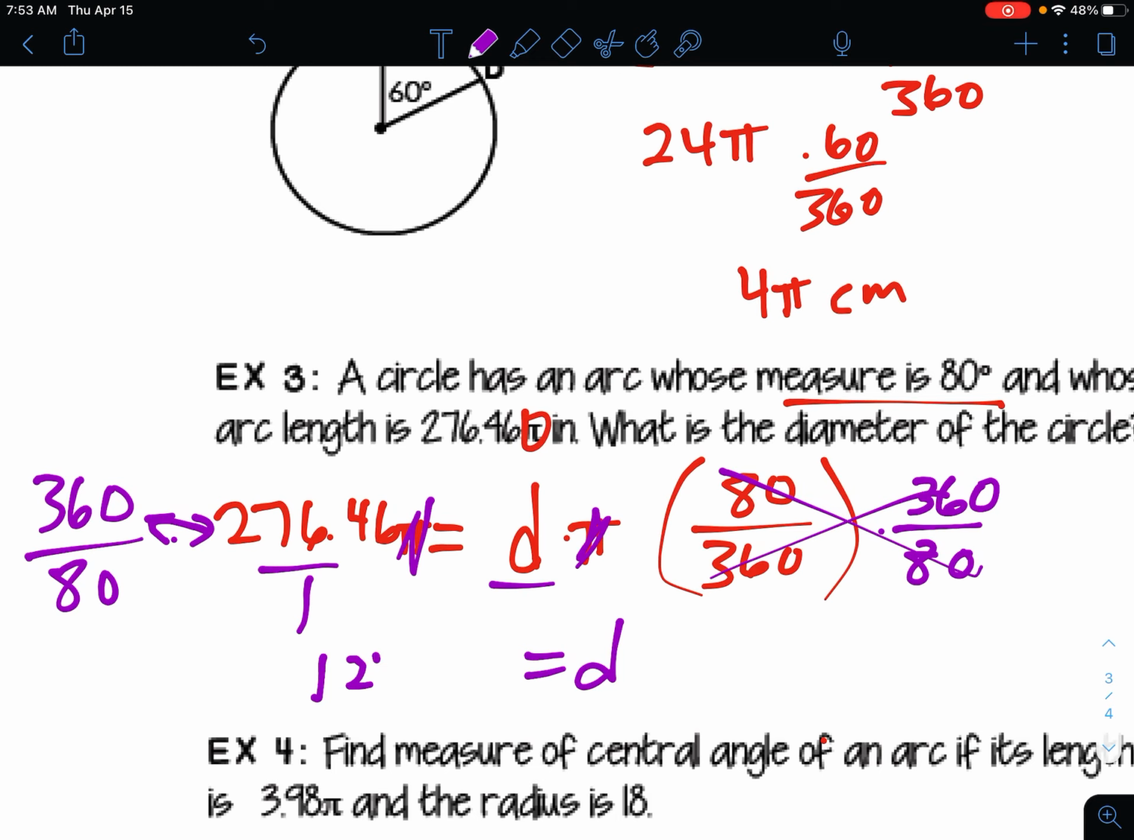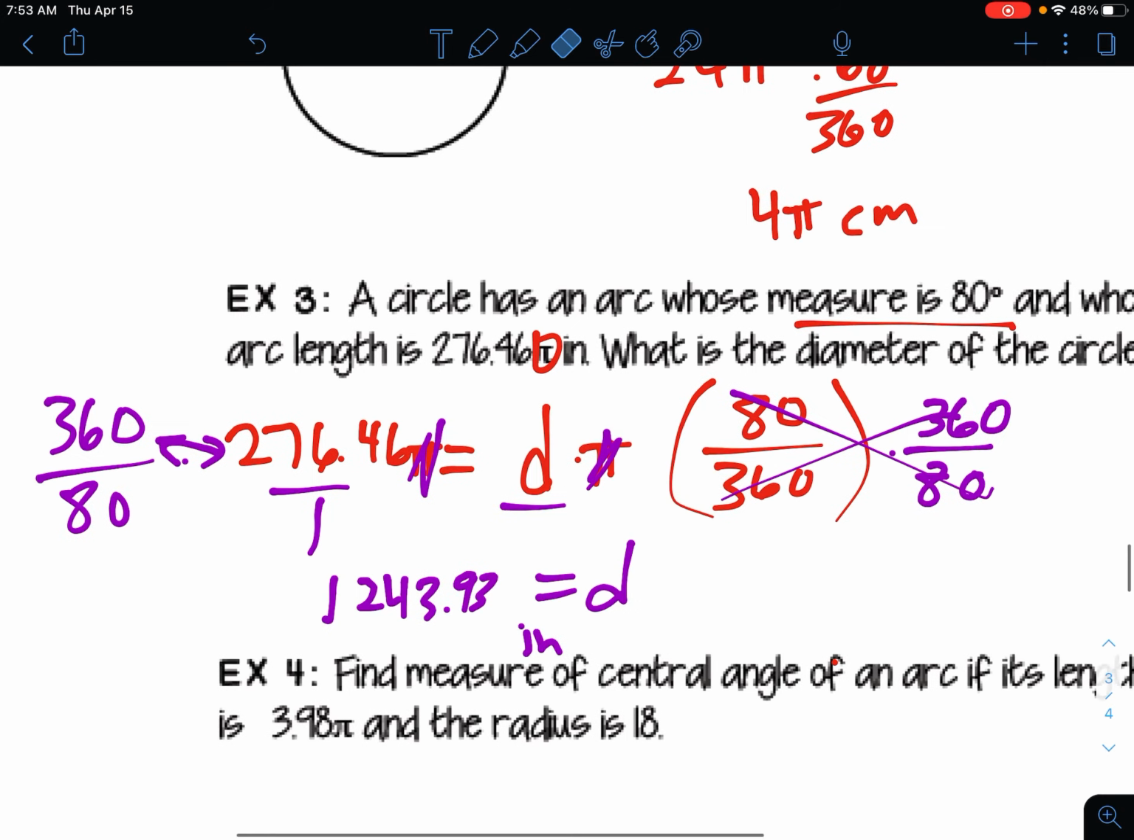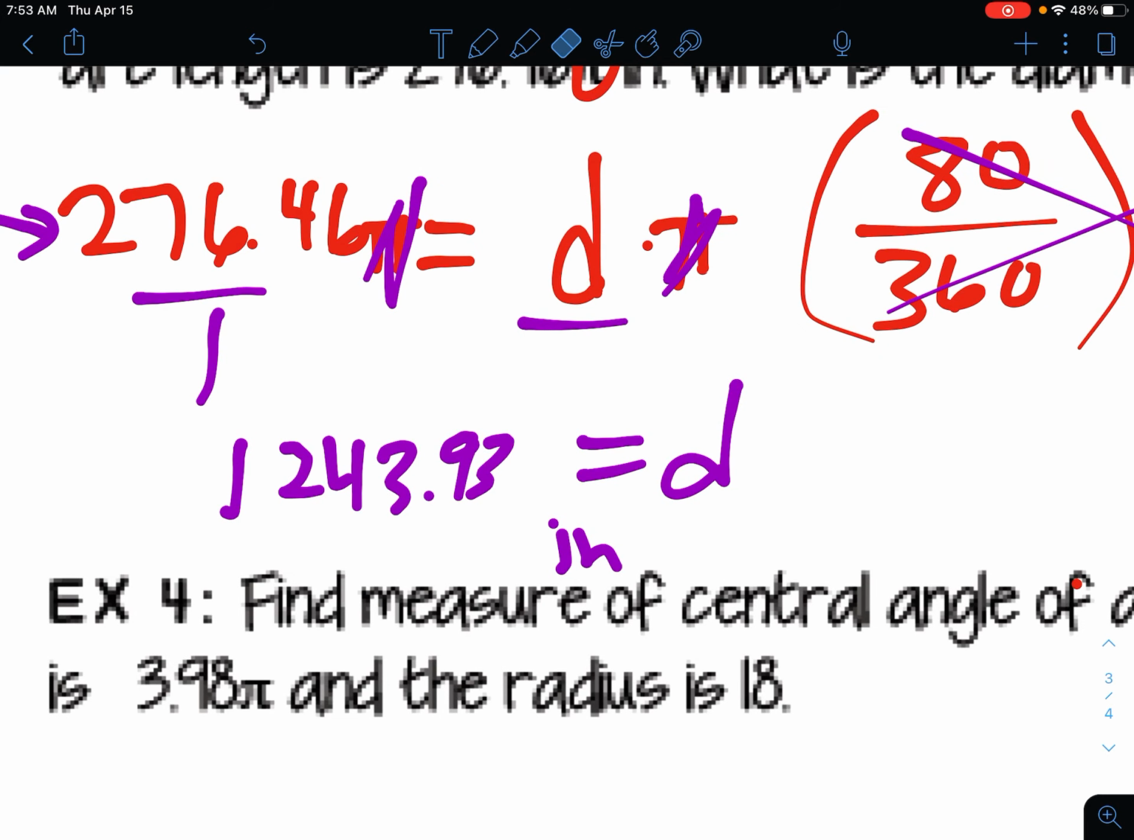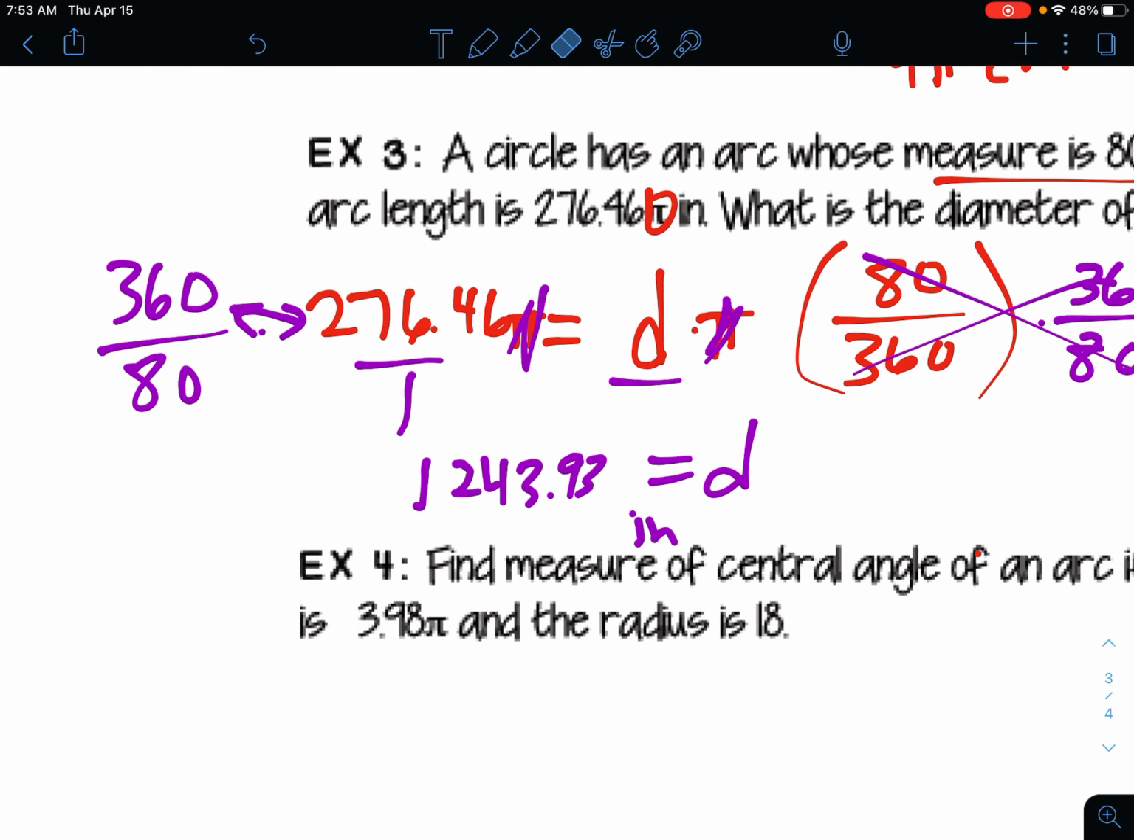43.93 pi, and then inches. No, it's not pi. We crossed out the pi, thinking of the last question. So our diameter is 1,243 inches. Okay? This next one, find the measure of the central angle.